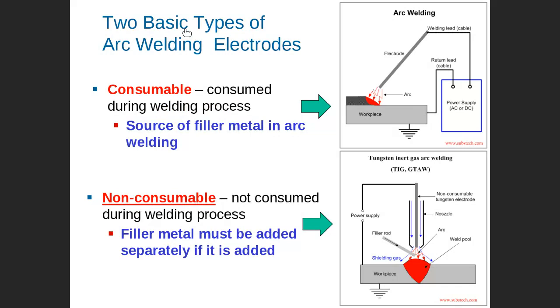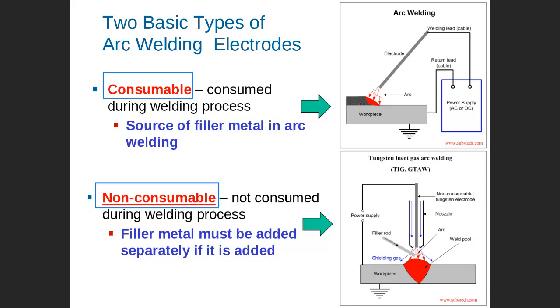In arc welding, there are two types of arc welding. The first one, please give me your attention. The first one we call consumable electrode arc welding. The second one we call non-consumable electrode arc welding.